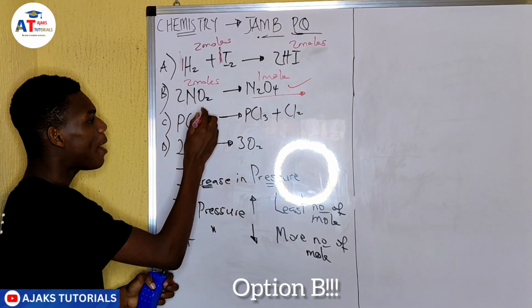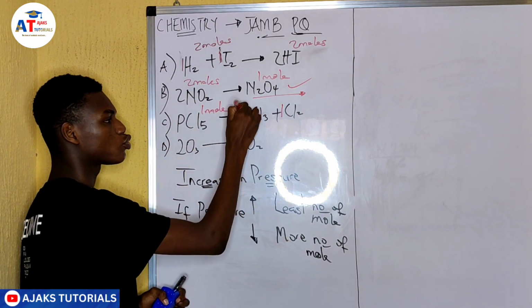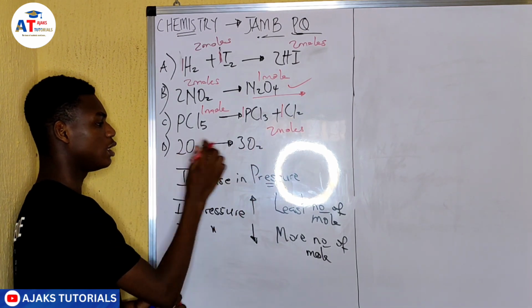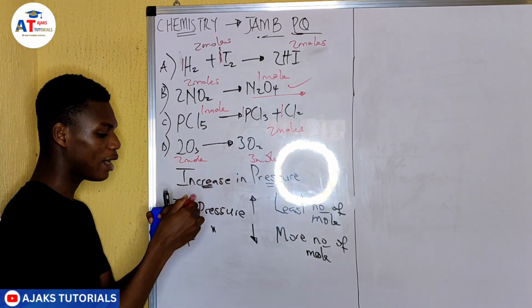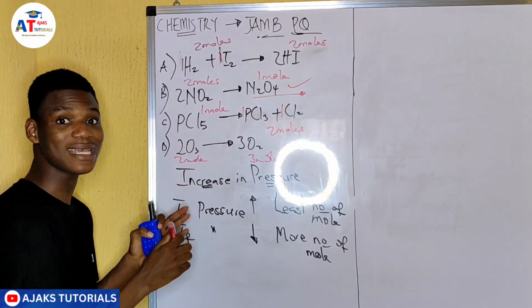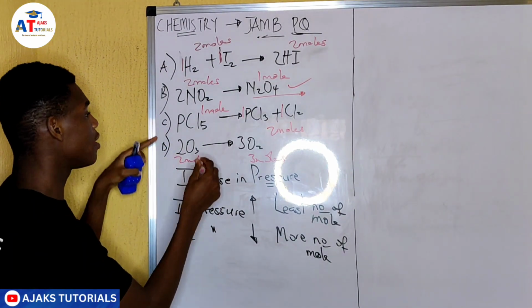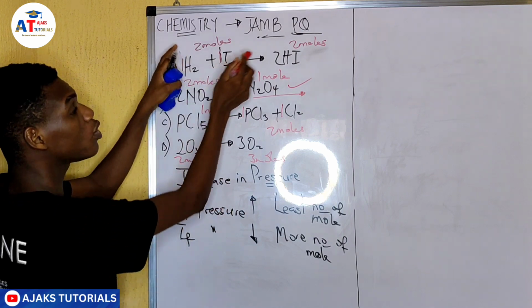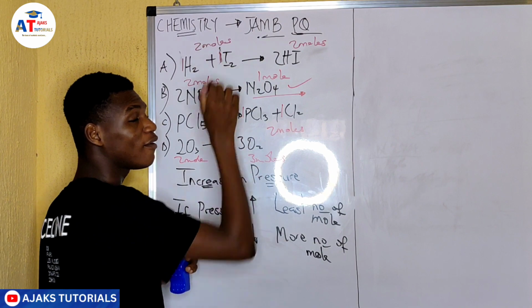Now, this one, how many moles? 1 mole. How many moles here? 1 plus 1, 2 moles. 2 moles, 3 moles. Now, if I increase pressure, it favors the side with the least number of moles. For this one, it favors the left, because here is the least. For this one, it favors the left, because 1 is the least. For this one, it will not favor anyone because the number of moles is the same.